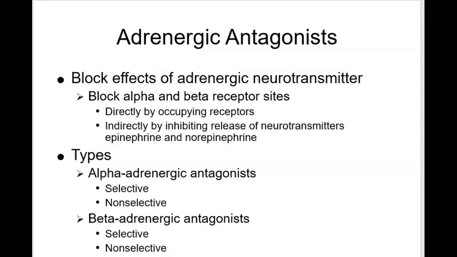Adrenergic antagonists can be classified as alpha-adrenergic antagonists or beta-adrenergic antagonists. Frequently, beta-adrenergic antagonists are simply called beta blockers. So you have alpha blockers and beta blockers. Then they can further be classified as selective or non-selective. Selective meaning they affect only one receptor site, and non-selective meaning they affect multiple receptor sites.